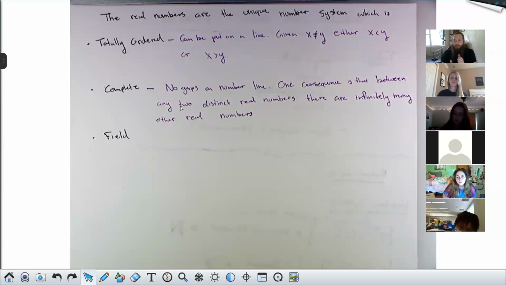2 is not the next number after 1. 1.1 is not the next number after 1. 1.0001 is not the next number after 1, because you can zoom in and find infinitely many more in between.